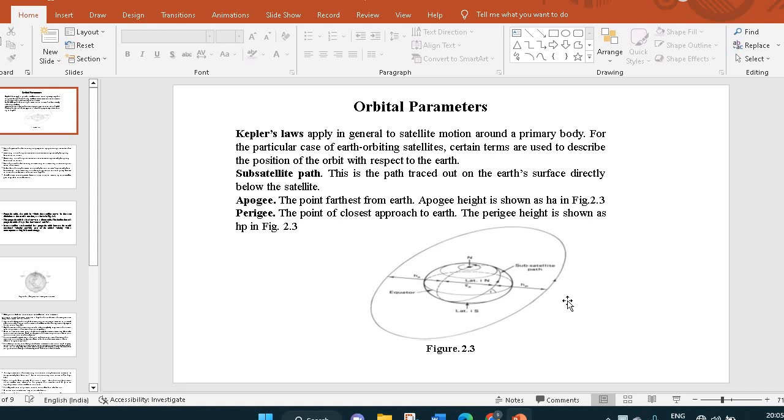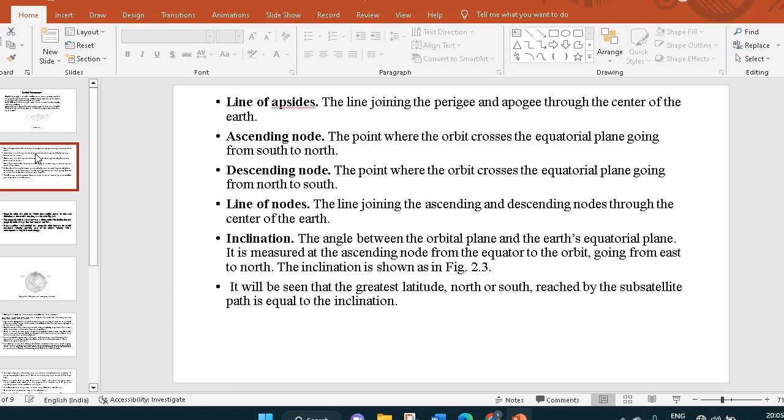This is the path traced out on the Earth's surface directly below the satellite. Apogee, the point farthest from the Earth. Figure 2.3 shows the height of the apogee as HA. Perigee, the point of closest approach to Earth. The perigee height is HP. Line of apsides, the line joining the perigee and apogee through the center of the Earth.